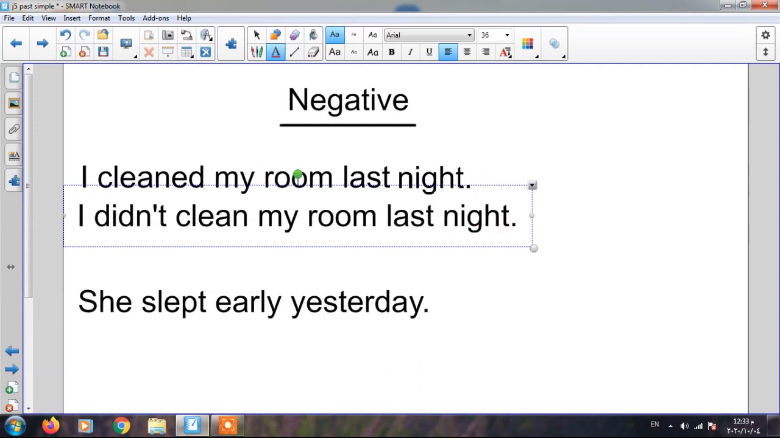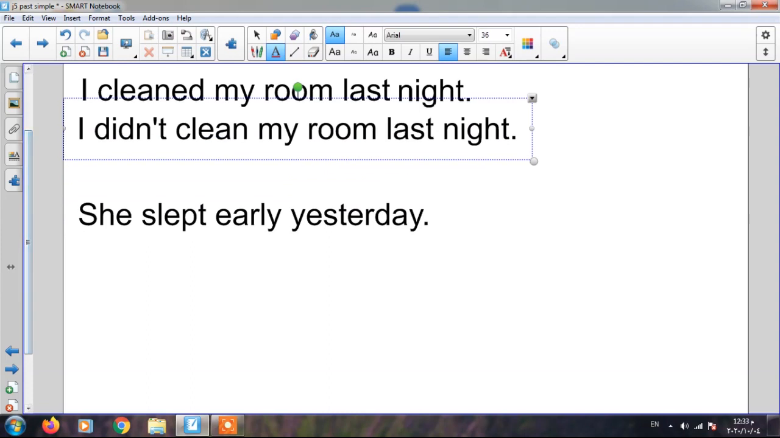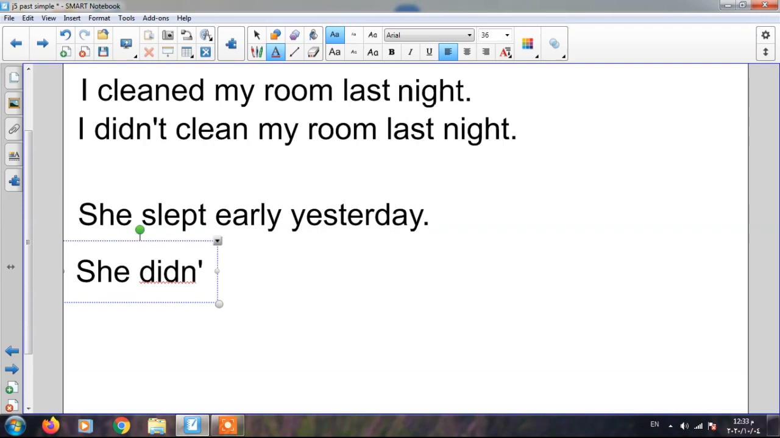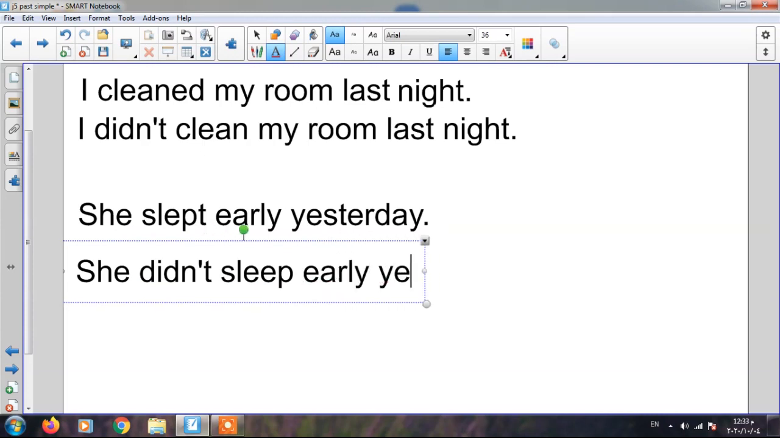Okay, the second one. She slept early yesterday. And I need to change this one to negative, so it will be she. Now, I need to put the negative, so I'll use didn't. That's correct. So she didn't, and the verb is slept. So what's the infinitive of slept? Sleep. Great. So she didn't sleep early yesterday.